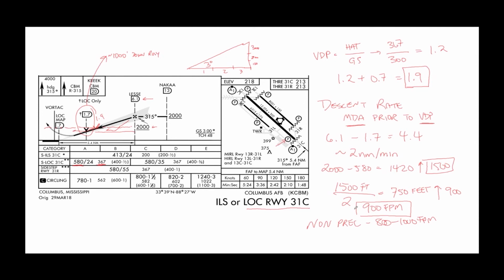So if I were to brief this approach, sir, ma'am, to my instructor, passing Lessie at 6.1, I'm going to leave 2,000 feet down to 580 on about a 900 foot per minute descent rate. This should get me down to my MDA of 580 prior to my VDP of 1.7. And there you have it. Go find another instructor and maybe give them an example and run through some calculations on a different non-precision approach and have them correct you or back you up to see if you made any mistakes.